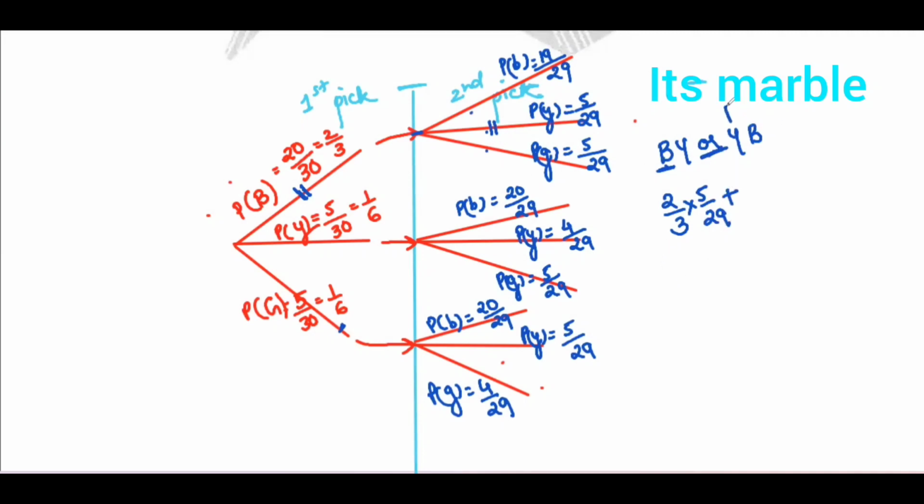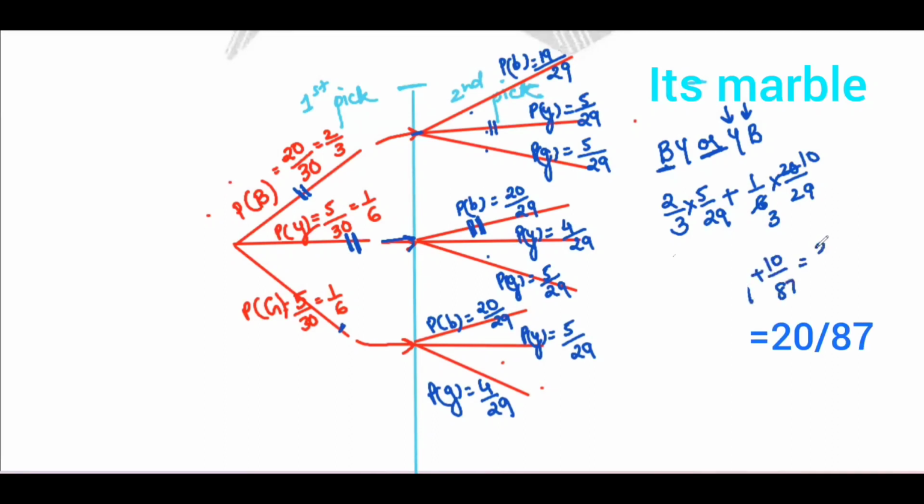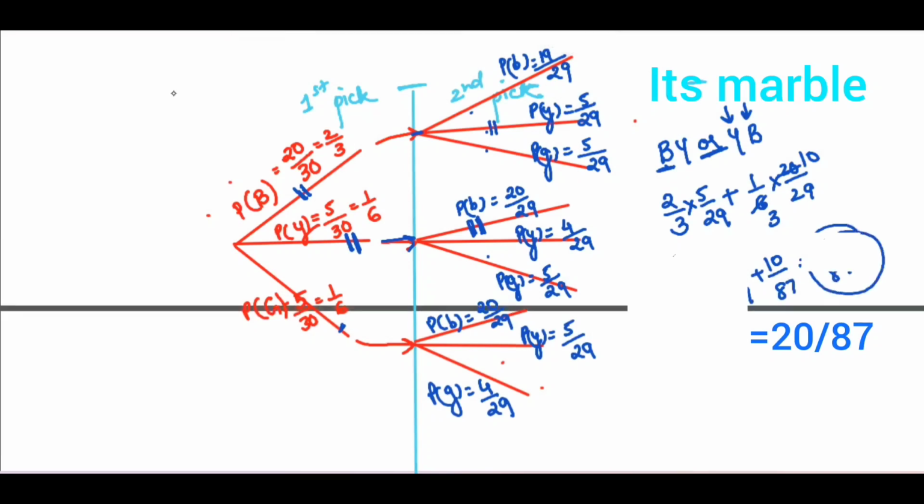Now, this is the case where he's choosing yellow in the first pick and blue in the second pick. So yellow in the first pick, that means this one. And if he has done this one, then I have to pick any one from these three, where he's choosing blue. So it will be 1 over 6 times 20 over 29. If I simplify this, this will give me 3, this will give me 10. So 10 over 87 plus 10 over 87 will give you 20 over 87.